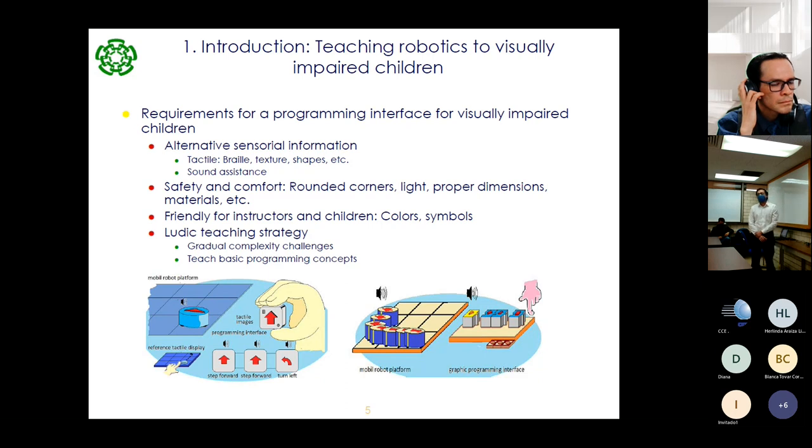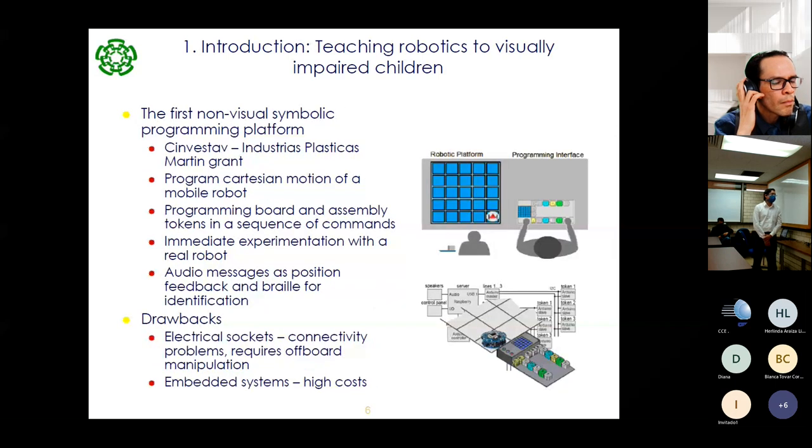A tool to help with this situation needs to be specifically designed for visually impaired children, mainly focusing on using their alternative senses available, such as touch and sound. The tool also should be safe and comfortable to use and be friendly not only for the visually impaired children, but also for the instructor. Lastly, the adequate tool should have a teaching strategy of gradual complexity challenges that teach basic programming concepts.